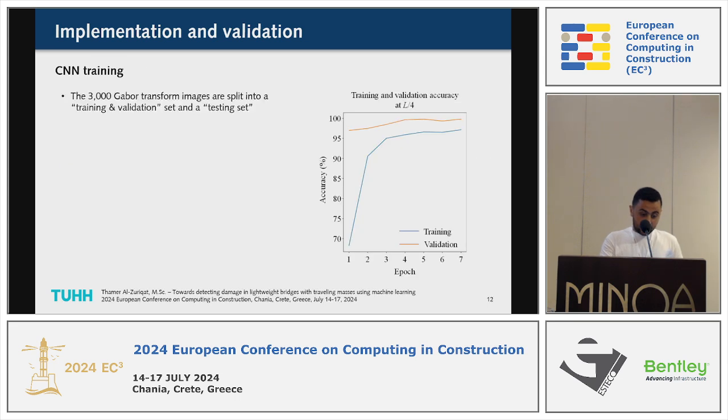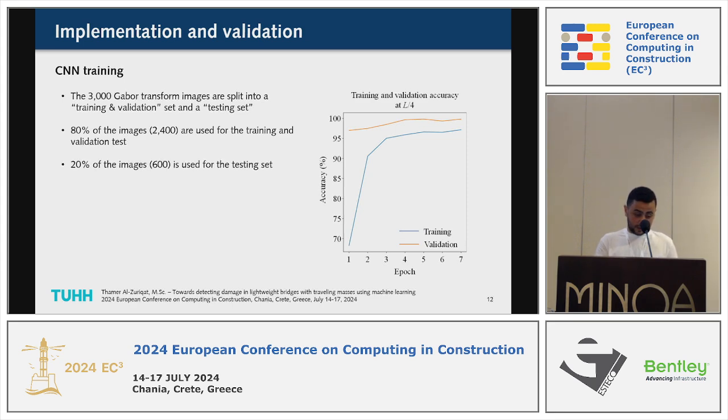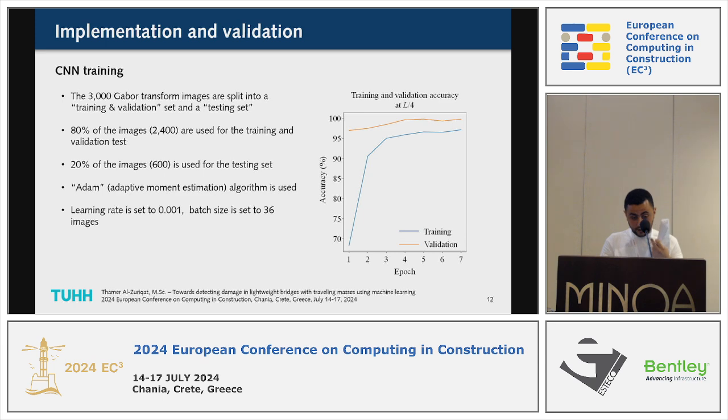For the training, as I said, we used those 3,000 images, and we split them the usual way: 80% to train and validate the model, 20% to test the model. During the training we used an Adam optimizer, and we set the learning rate to 0.001 with a batch size of 36, and then we concluded the training after 7 epochs.